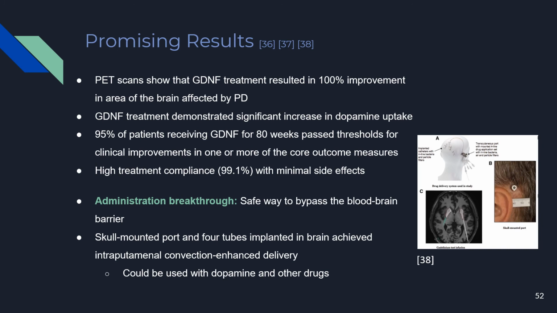However, there is another breakthrough of this study that could have groundbreaking applications beyond GDNF treatment and even beyond Parkinson's disease. GDNF was administered via a skull-mounted port that bypasses the blood-brain barrier. As you can see in the figure, 4 tubes are inserted into the brain and the port is located behind the ear for convection-enhanced delivery.